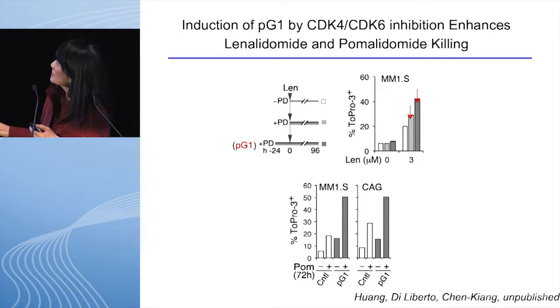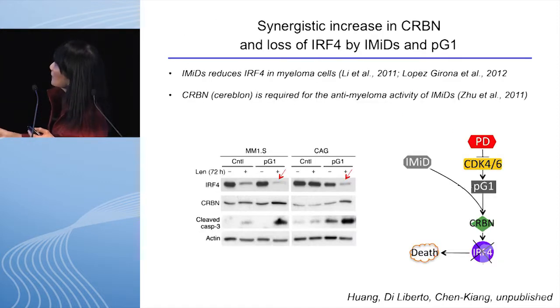So could it increase the killing? Yes, these are 2 cell lines. You see lenalidomide, the open bar pomalidomide, and this is the cell cycle control. But when you add the 2 together, there's an additive or synergistic effect of killing, and we can lower the dose. All right, so how does it kill?